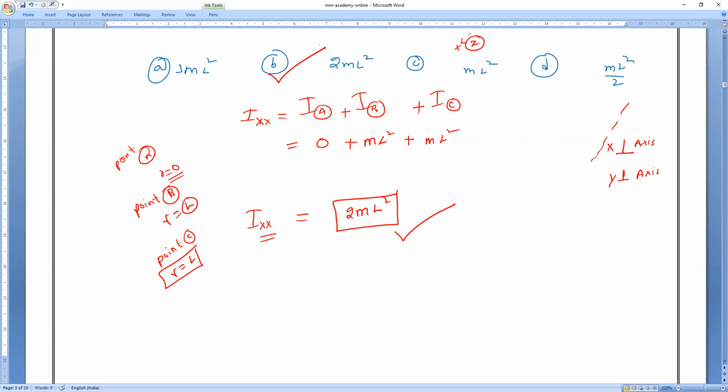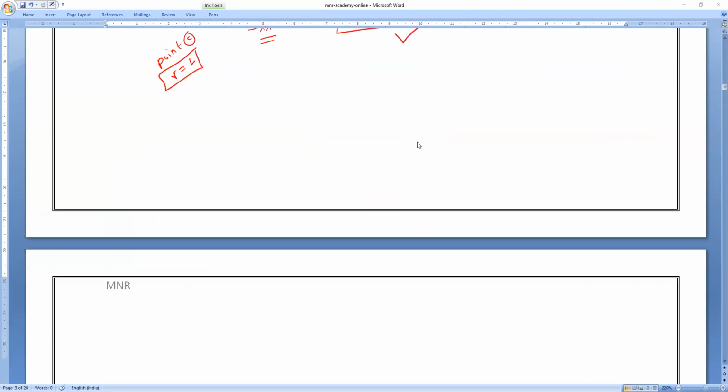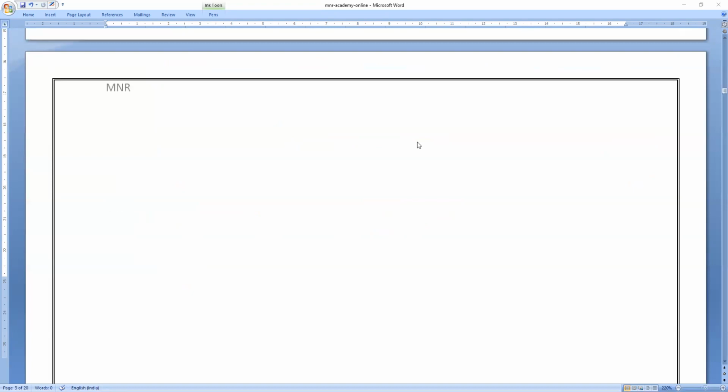Option B. Can you solve it? Yes, so this is what it is. Anybody having any doubt, you can ask me. I hope you all understand. Small doubt also, please let me know, guys. Clear? Everybody? Any doubt, please let me know. Understand? Yes, sir.